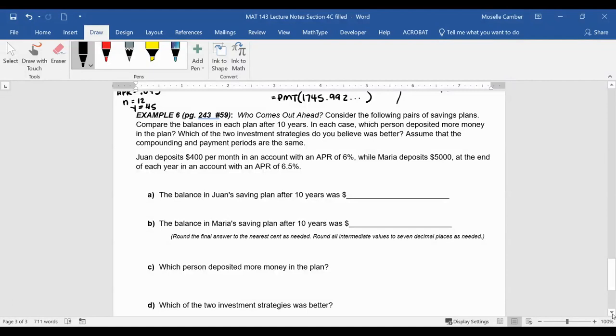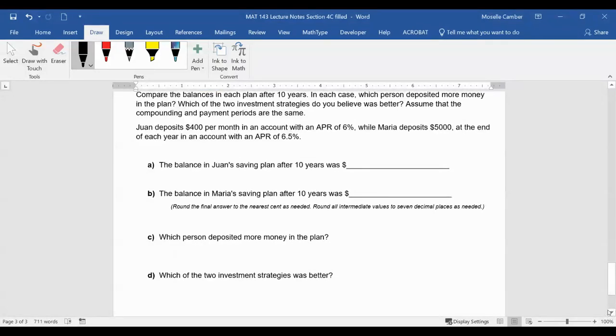So we have Juan and Maria. Juan deposits $400 per month in an account with an APR of 6%, and Maria deposits $5,000 at the end of each year in an account with an APR of 6.5%. Okay, so we need to know how much they have after 10 years. So for Juan, in this case, we don't know our A. We do know how much we're putting in each time. So he deposits $400 each month.